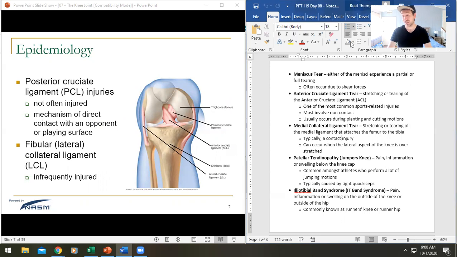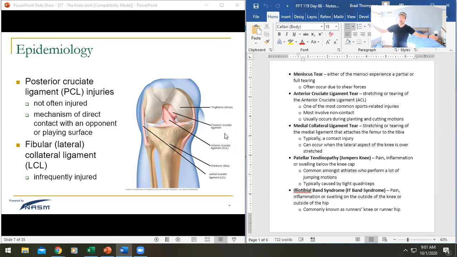It's also a thicker ligament, so it's a little beefier. But usually it's in direct contact with some type of opponent or some type of playing surface. Usually somebody has to kind of get hit here. And then lateral collateral tears are really infrequently injured because again, you kind of got to get hit and then move the leg out rapidly this way, which we just don't have much room for adduction.